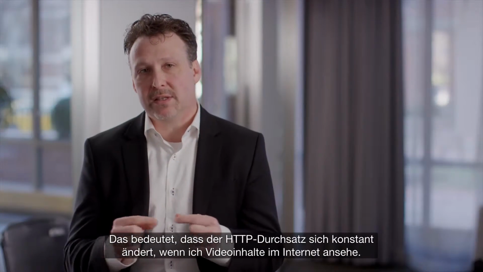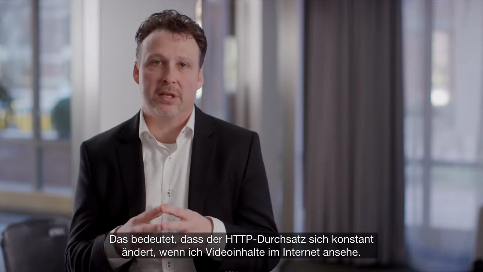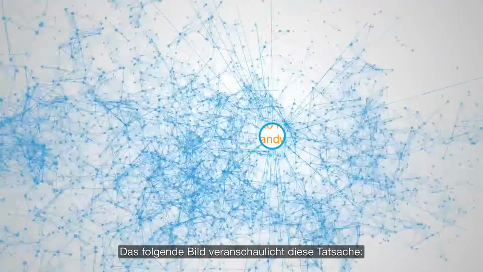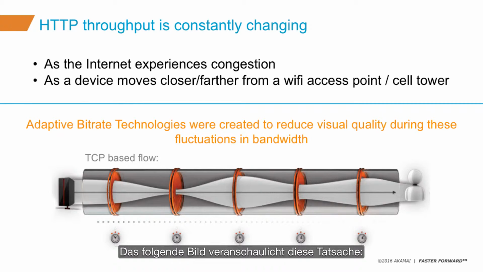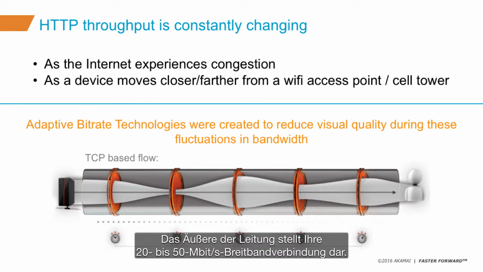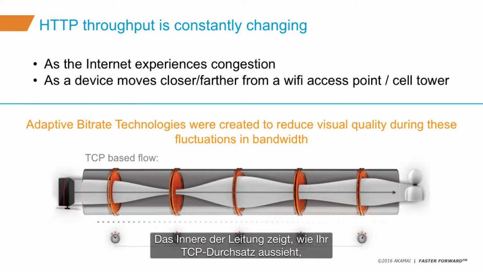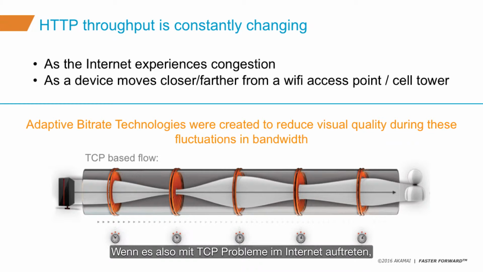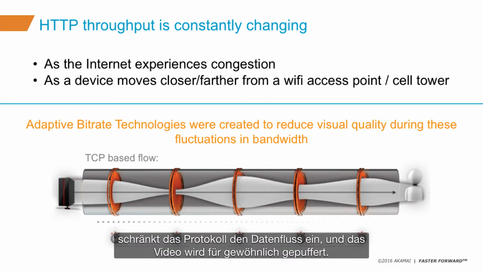So what that means is that HTTP throughput is constantly changing as I'm watching video on the internet. The picture below kind of depicts what that looks like. The outside of the pipe is your 20 to 50 megabit broadband connection. But the inside of the pipe is what your TCP throughput may look like based on distance or round trip time or the packet loss or latency. So as TCP experiences problems on the internet, it will constrict the flow, and normally you would get a buffering event or something like that.